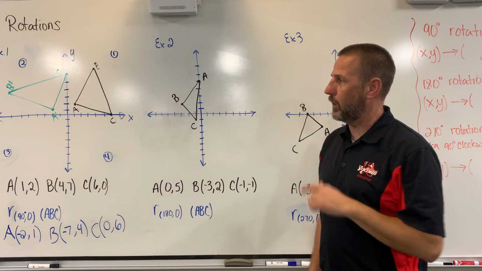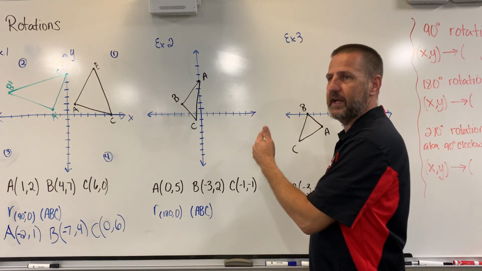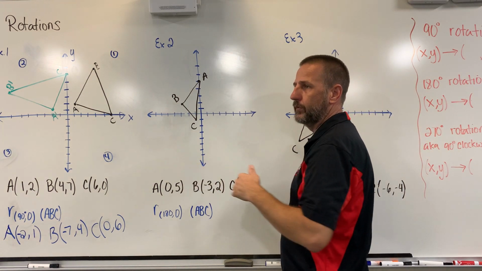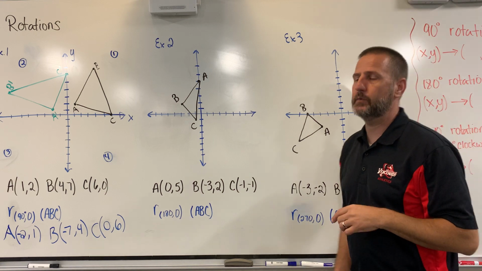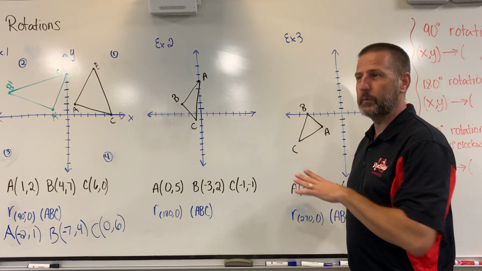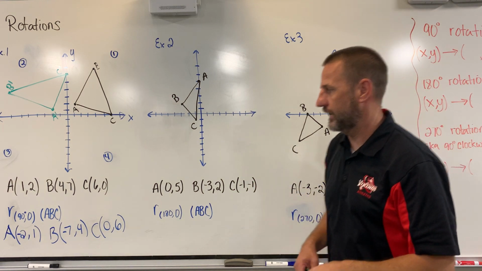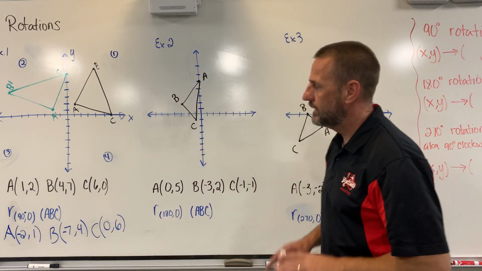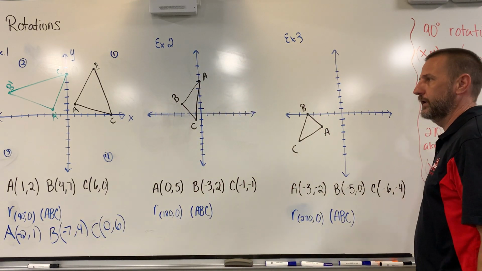So once again, we always go counterclockwise because that's the way the quadrants are labeled. And when you get into trigonometry, that's the way the unit circle is labeled. So we always go counterclockwise. So 90 degrees, even though nobody says anything, it's going to be counterclockwise.